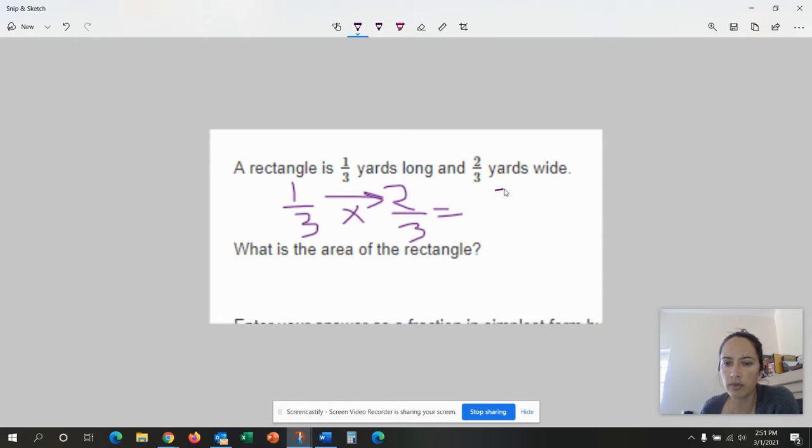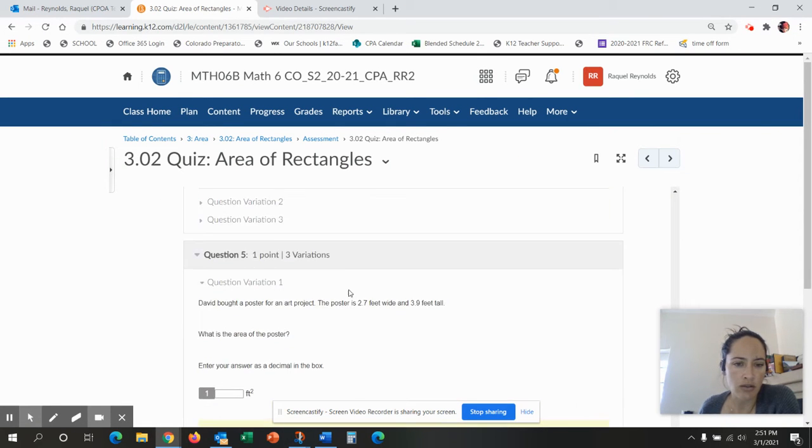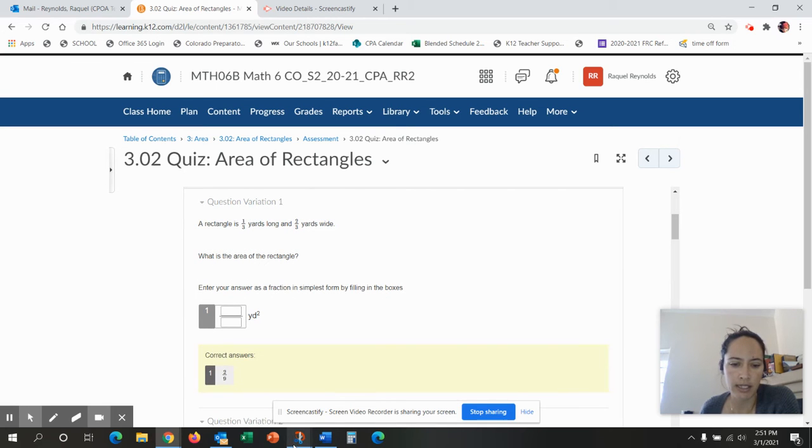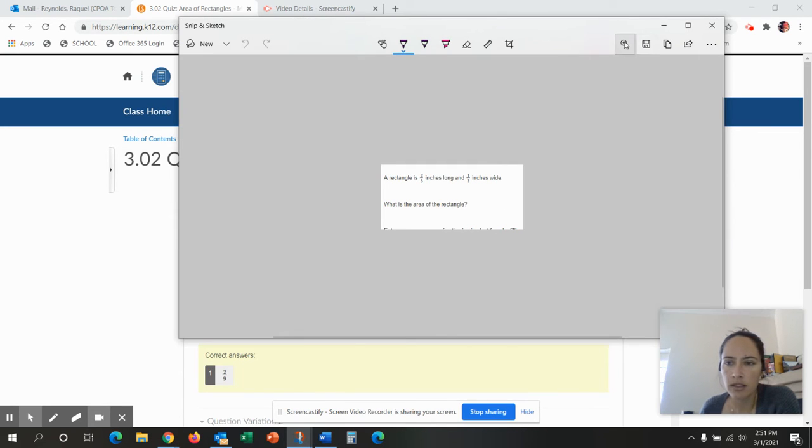You multiply the numerators, 1 times 2 is 2. You multiply the denominators, 3 times 3 is 9. Reduce, simplify. We think, are there any 2's in 9 or anything that we can take out that are similar factors? Nope, there's not. So it is 2/9 of a yard squared. That's it. Okay, that's perfect. We can scroll up to see if we did that correctly in a second. Well done. What's the next one?